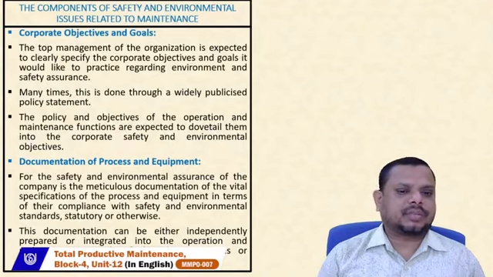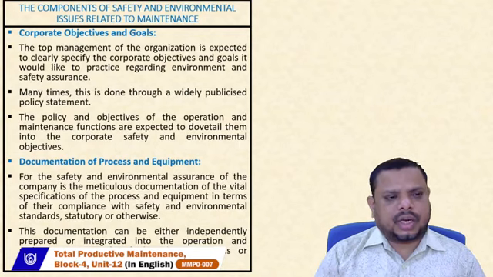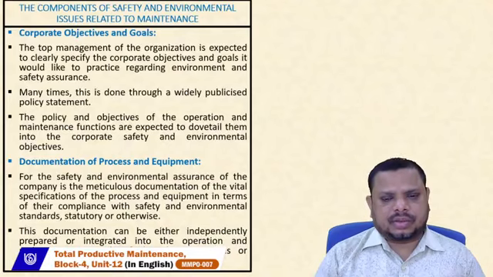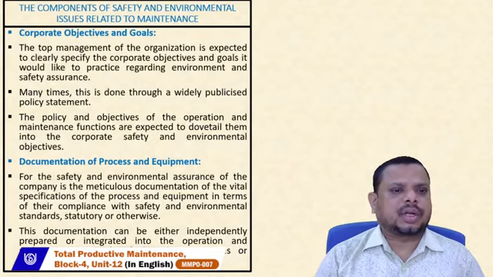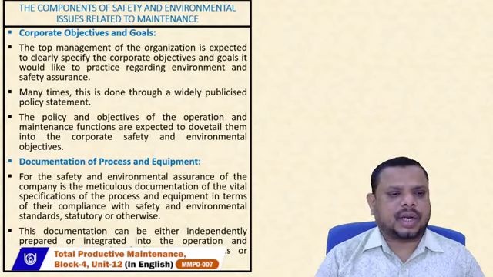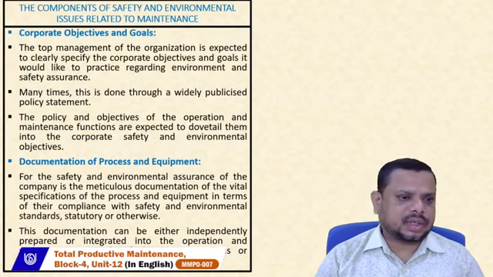dovetail them into the corporate safety and environmental objectives. So if you go to the summary of point one, in case of corporate objectives and goals, these are defined by the top level of management, who clearly specify the company objectives and goals. For example, the company wants to maximize profit, the company focuses upon sustainable development, the company focuses upon a higher side of safety and environmental issues, and the company wants to specify the social activities through CSR activities.